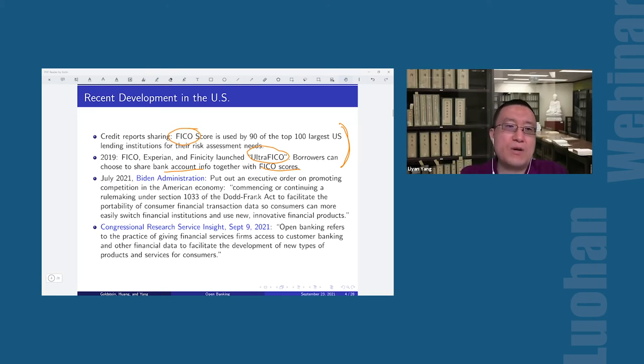In particular, in July 2021, the Biden administration put out an order that tried to promote competition in the American banking industry. In particular, that order pushed the open banking idea. And we want to highlight one thing here: in this order, they also push the idea that open banking will allow consumers, borrowers, to switch institutions more easily. So more like retail shopping.